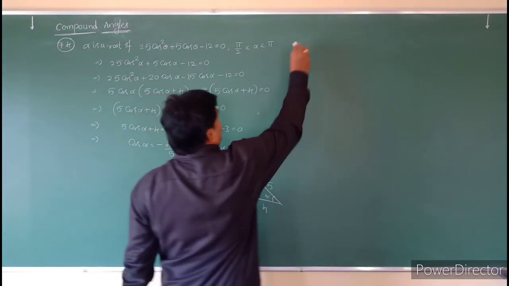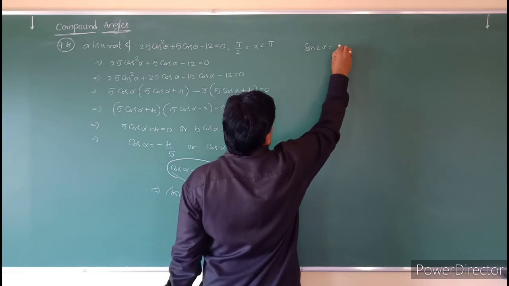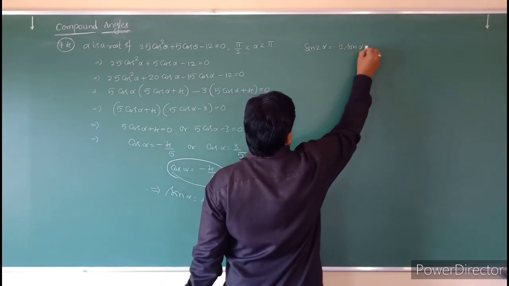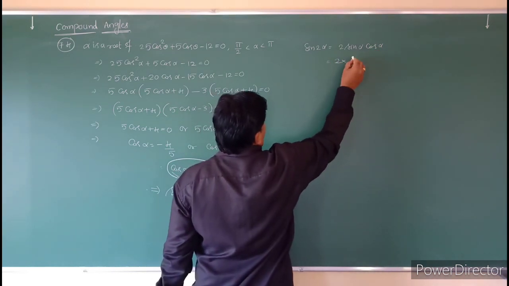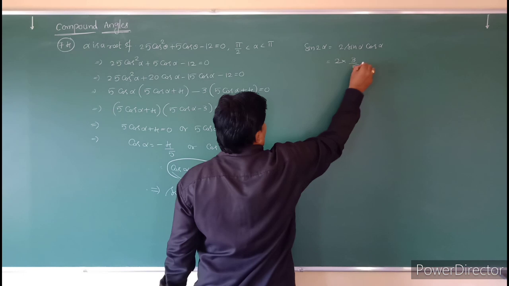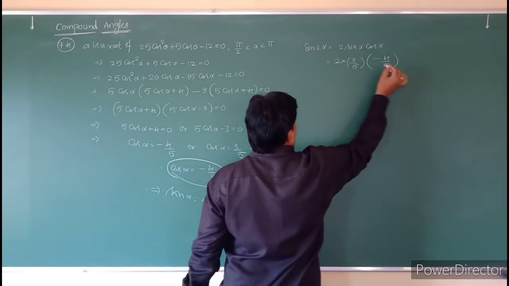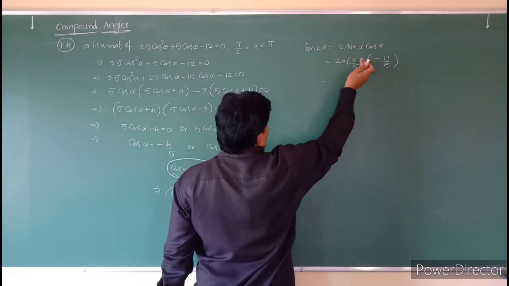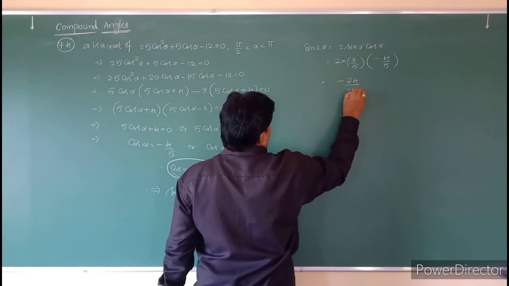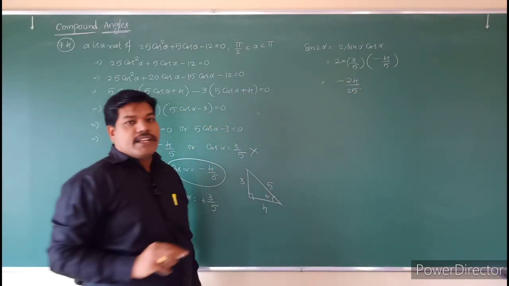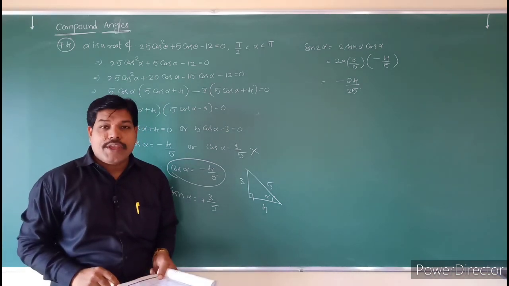What is the question, students? They are asking you to calculate sin 2 alpha. What is the sin 2 alpha formula? It is 2 sin alpha cos alpha. So that implies 2 into the sin alpha value, 3 by 5, and the cos alpha value, minus 4 by 5. That is 6 into minus 4, which is minus 24 by 25. Minus 24 by 25. See that question, students, option 2 is the answer.